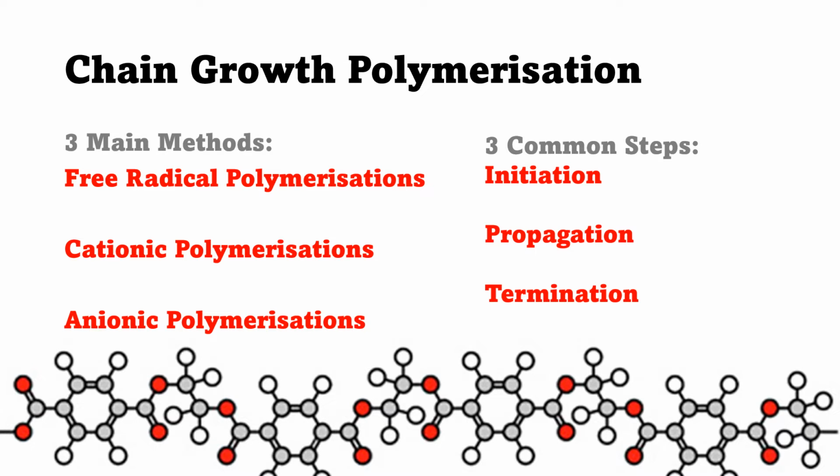All three methods share three common steps. Initiation is where a reactive species is formed and reacts with the first monomer to generate a reactive polymer end group. Propagation is where the reactive end group reacts with further monomers, leading to extension of the chain. Termination is where the reactive end group is deactivated and polymerization is stopped.